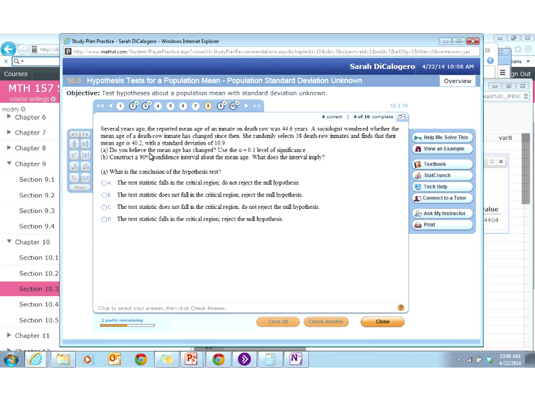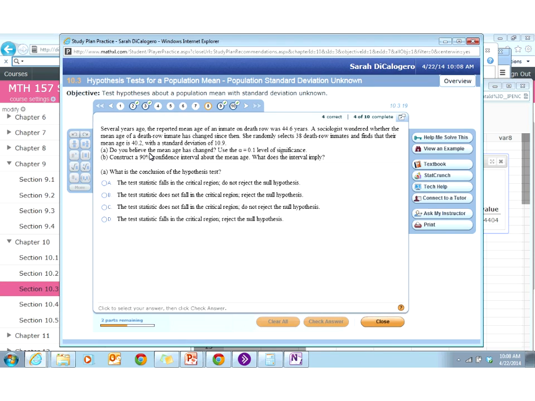Actually, let's look at number 9, because number 9 is talking about bringing in a confidence interval. Several years ago, the reported mean age of an inmate on death row was 44.6 years. Sociologists wondered whether or not the mean age of death row inmates has changed. She randomly selected 38 death row inmates and found their mean age is 40.2. So our n is 38. Our x bar is 40.2.